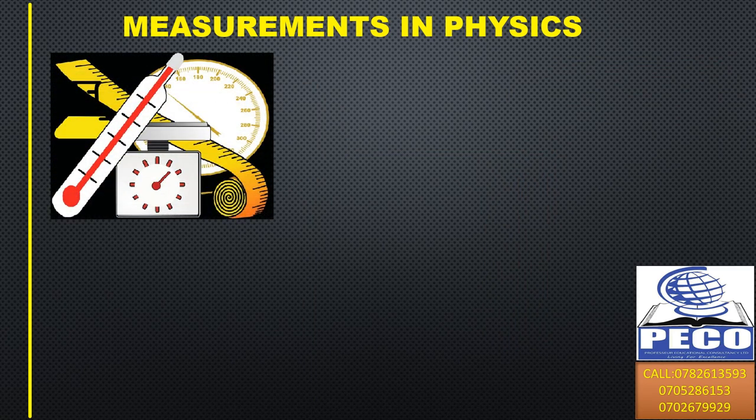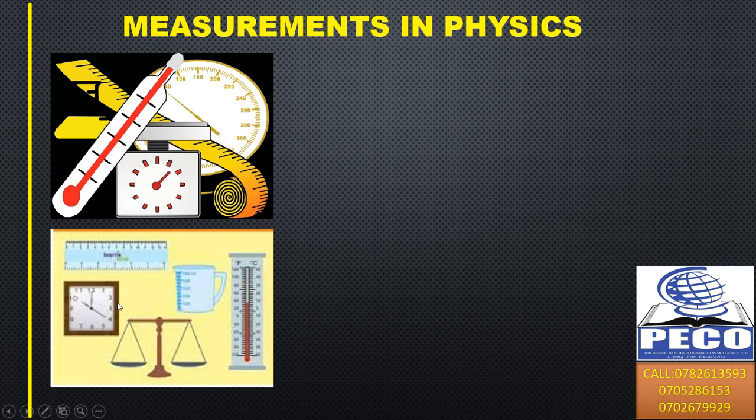What do we use in measurements? We shall look at these instruments which you see in the picture here. There's a weighing scale, there's a tape measure, there's a clock, there's a thermometer. These are some of the things that are used in measurements in these pictures. And we are going to see what they are used for and which physical quantities they measure, as we interact in this topic of measurements in physics.